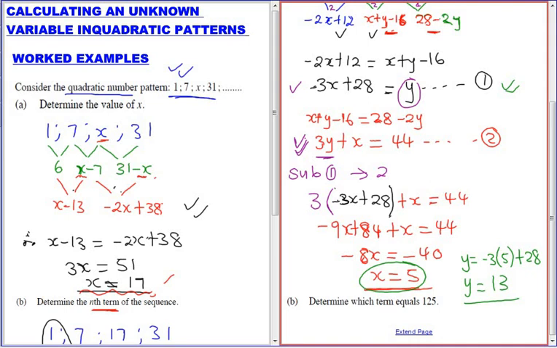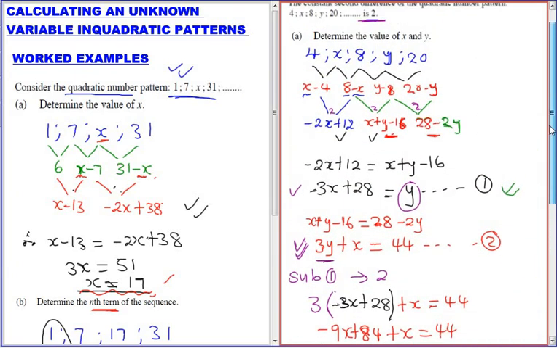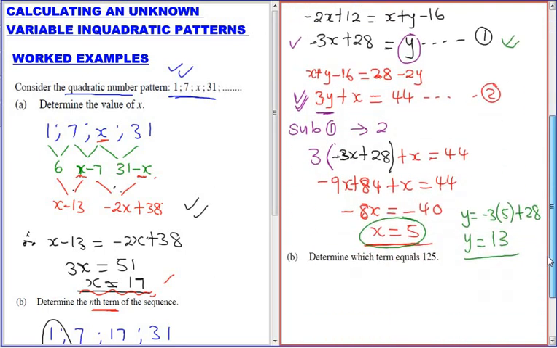So let's see now if you will be able to carry on and answer a question such as B. Well, now that we got our x and y, it's time that we write the terms down so we can get which term is equal to 125. Let's go for it. So you have to remember the terms. So it's 4x and 8.